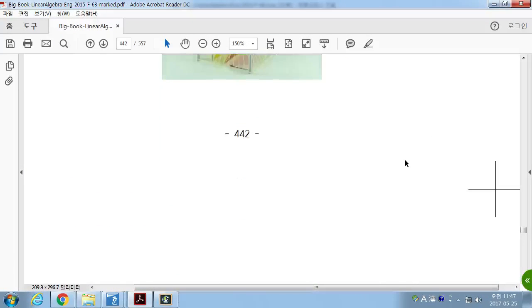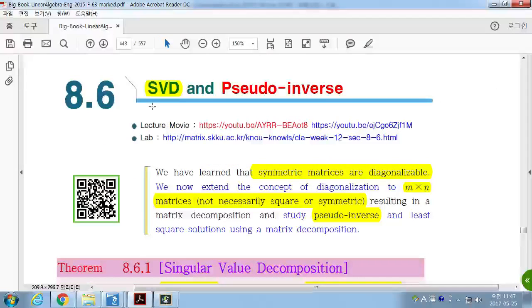So we covered up to this, then we will continue with the singular value decomposition, one of the most important concepts of linear algebra now in the 21st century. Any questions? Okay, class dismissed.